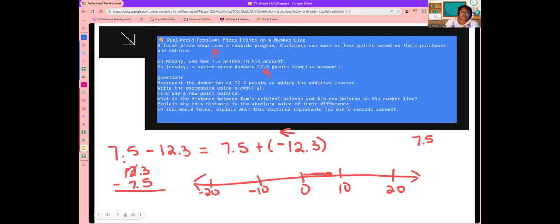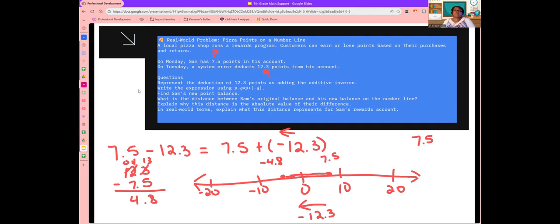Let's go ahead and do all of our borrowing. All right, 13 minus 5 is 8. 11 minus 7 is 4. So that means we would now go an additional 4.8. We'll say that's about right here to the left. So negative 4.8 and then 7.5. We jumped backwards, negative 12.3.